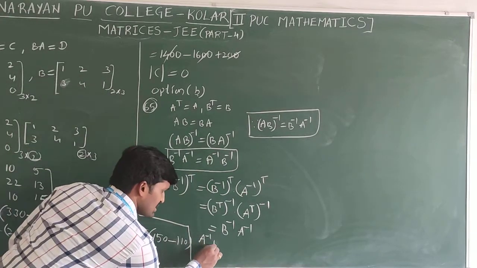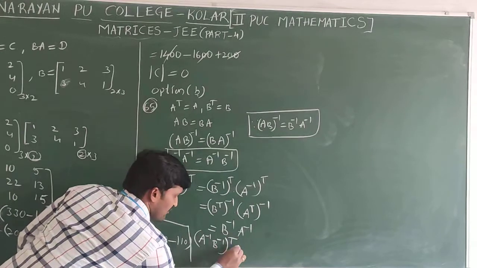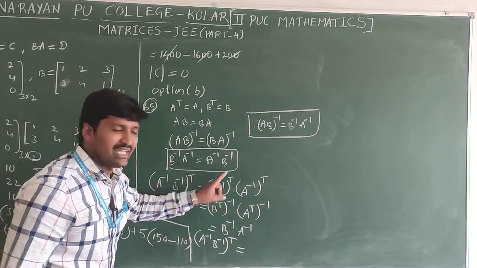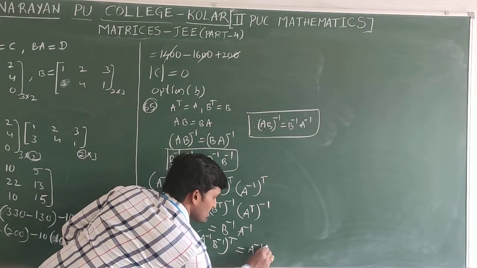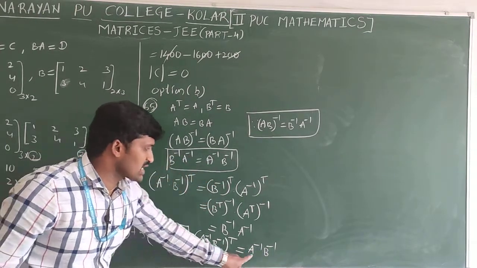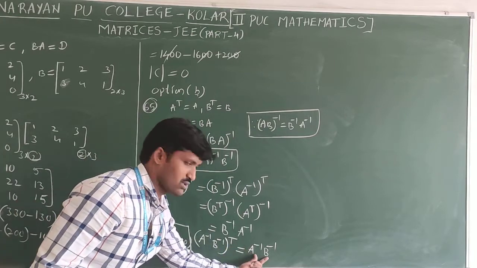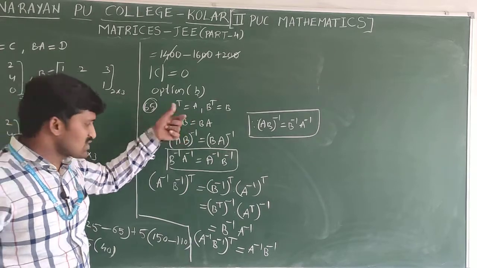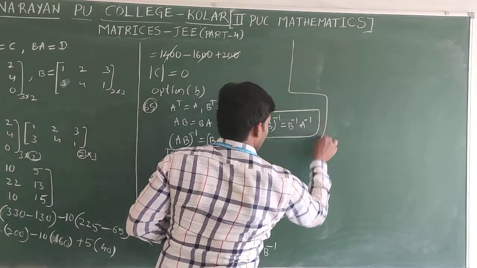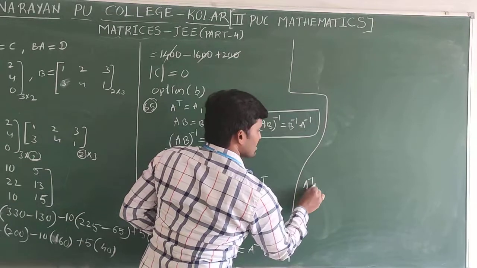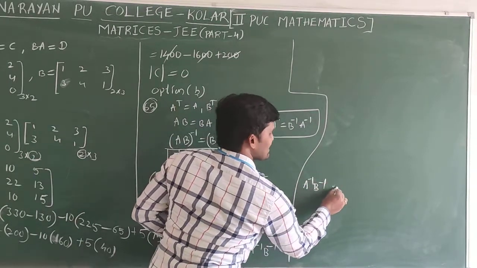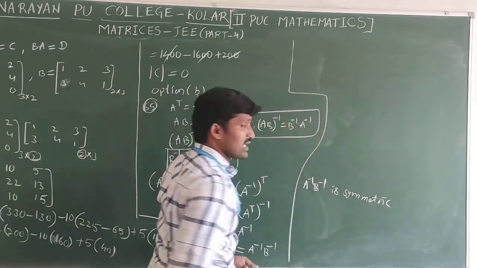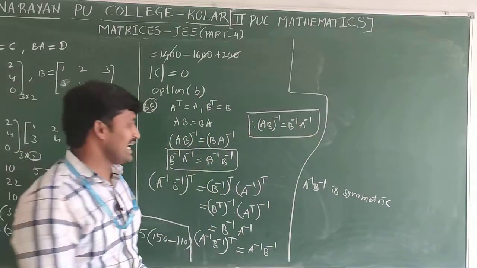Now, A inverse into B inverse whole transpose. The left side is there, that is equal to B inverse into A inverse, also equal to which one? A inverse into B inverse. This is clearly in the form of A transpose equal to A, because we got the same A inverse into B inverse. That's why this is the condition for which one? Symmetric matrix. That's why clearly we can write A inverse into B inverse is a symmetric matrix. That's why which option is correct? Option A is the correct one.